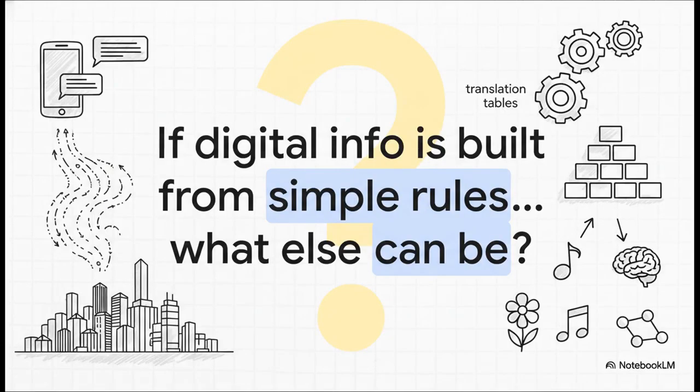So when you boil it all down, what's the big takeaway? It's that this incredible, mind-boggling complexity, I mean everything from a simple text to a massive online game, is all built on this ridiculously simple foundation. Just on and off switches, a few rules about position, and a couple of translation tables. And it kind of makes you wonder, right? If our entire digital world can be built from these simple, logical rules, what else can be?